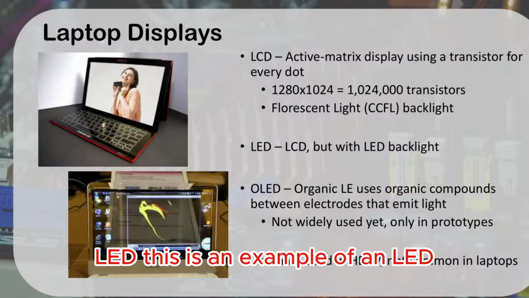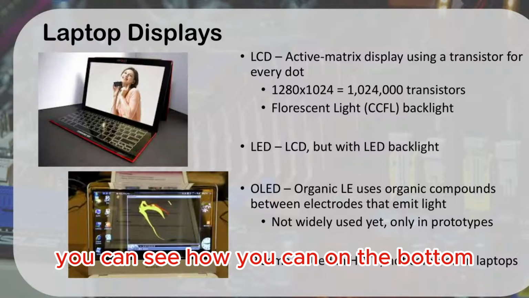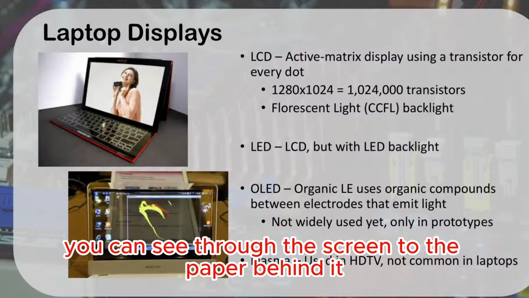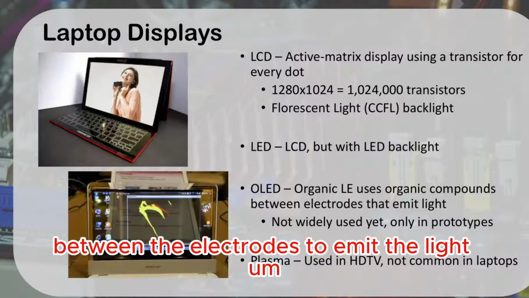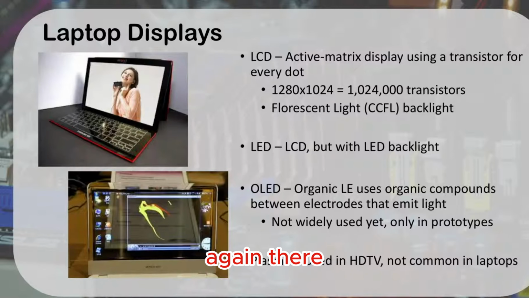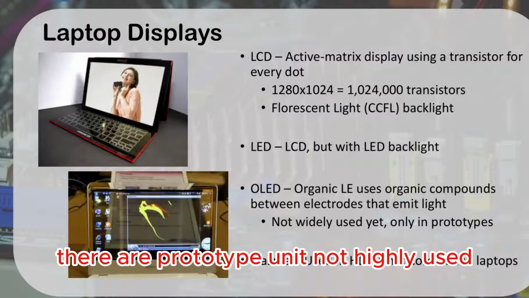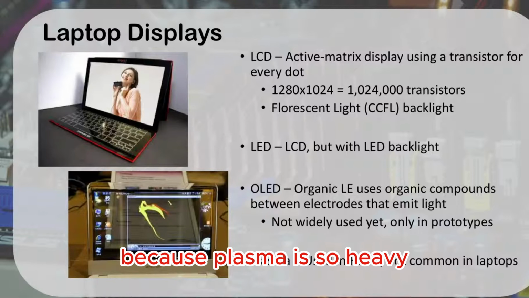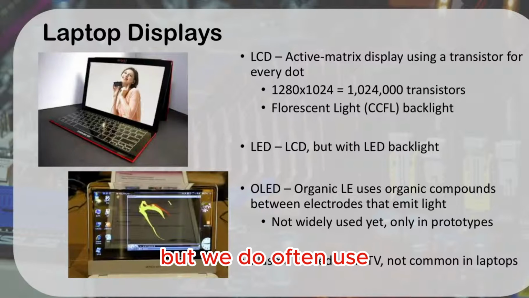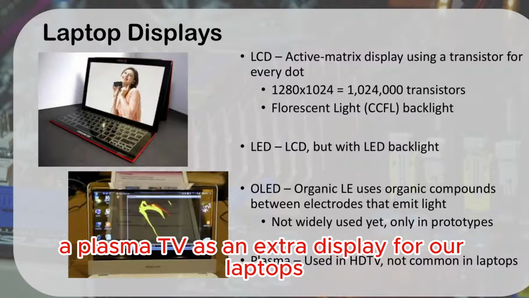OLED, this is an example of an OLED. You can see how, on the bottom, you can see through the screen to the paper behind it. This is organic LEDs that are used, organic compounds between the electrodes to emit the light. Again, they're a prototype unit, not highly used. And then laptops don't use plasma because plasma is so heavy, but we do often use a plasma TV as an extra display for our laptops.